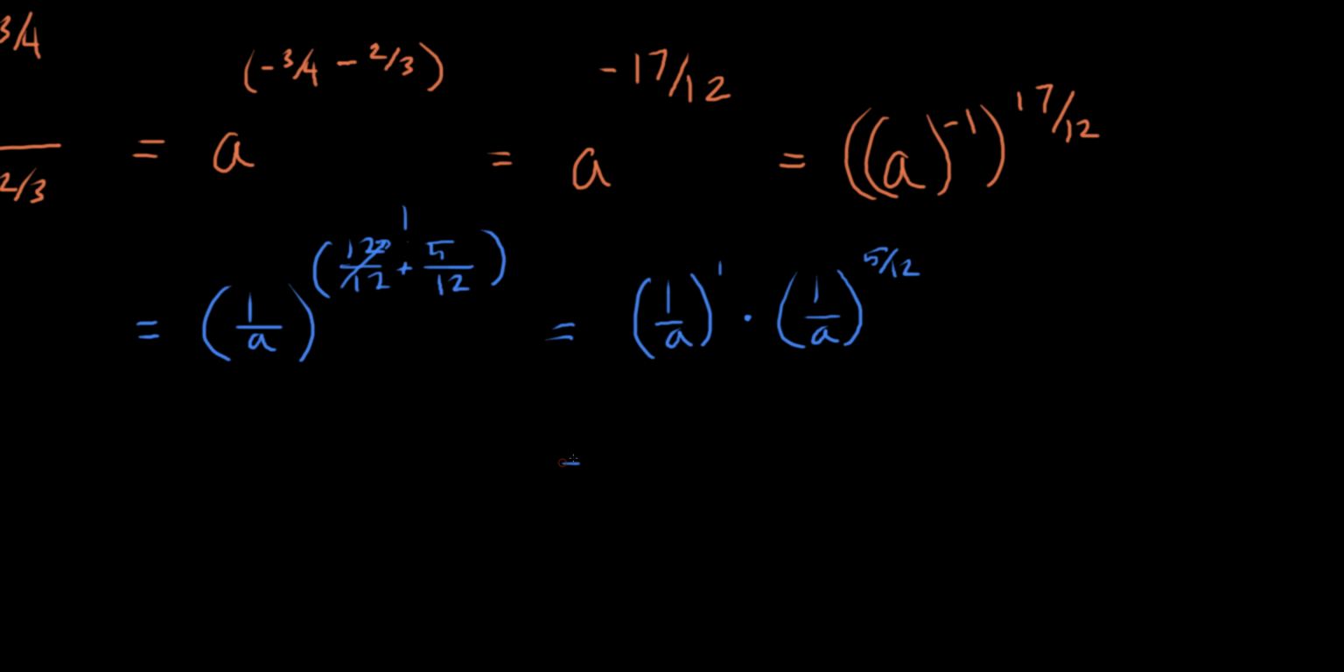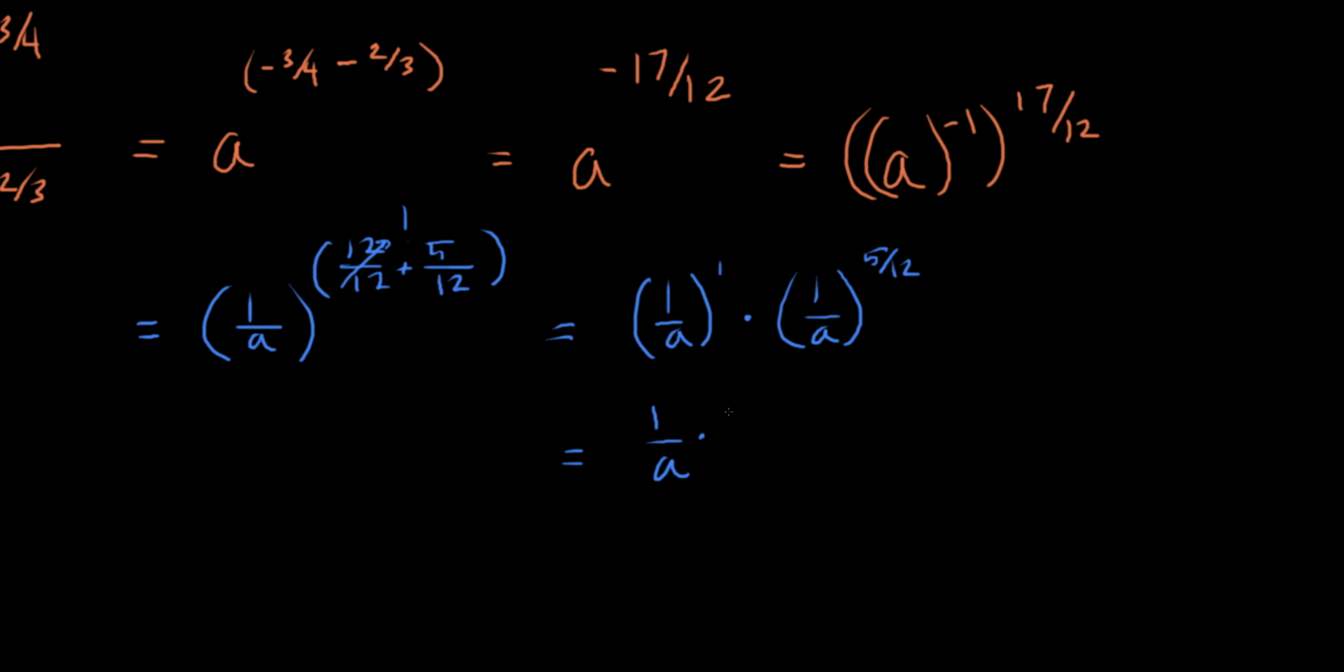Okay. What is 1 over a to the first power? Well, that's just 1 over a. What's 1 over a to the 5/12? Well, here we have an exponent on the outside of parentheses, and we have a fraction inside. You apply the exponent on both the numerator and the denominator. So we have 5/12 on the 1. Well, what is 1 raised to the 5/12? Well, that's taking the 12th root of 1, which is just 1, and then raising it to the 5th power. 1 to the 5th power is just 1, so it's just 1.